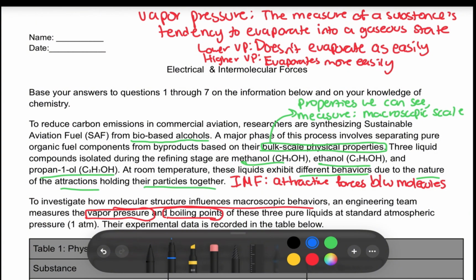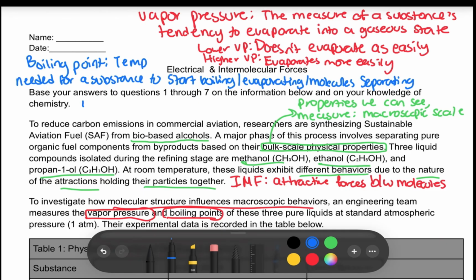But now boiling point, I'm going to write over this. Oh, I can't write over there. But now here we're talking about boiling point. Boiling point is just the specific temperature that you need to raise a substance to in order for it to start boiling, in order for the molecules to start separating and therefore evaporating.